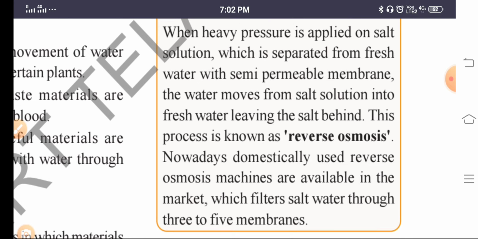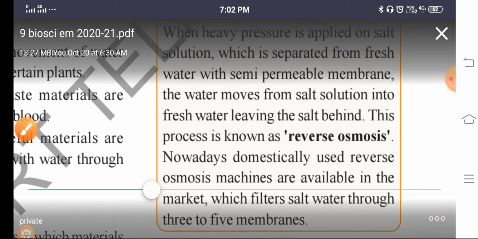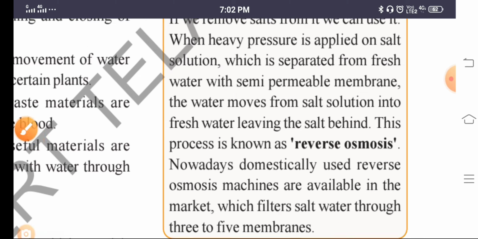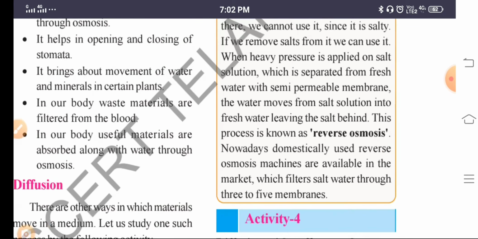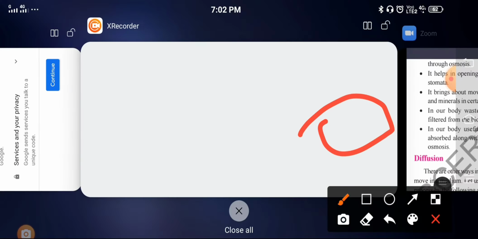So here the main important point: by the reverse osmosis process, salt is prepared from the ocean.